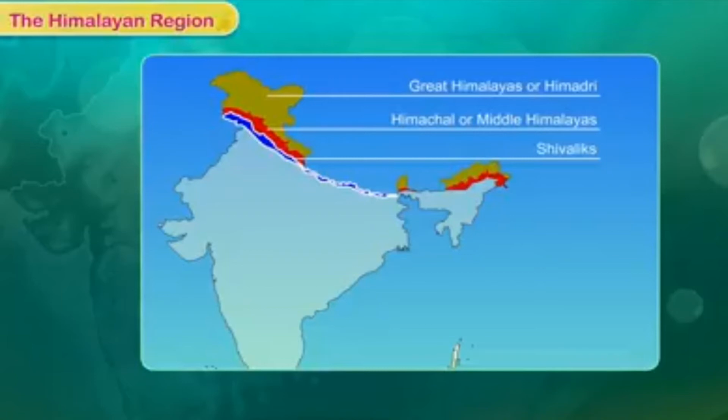They are a source of many perennial rivers for the northern plains and many beautiful hill stations like Shimla, Mussoorie and Darjeeling located here. And these are a great attraction for tourists.